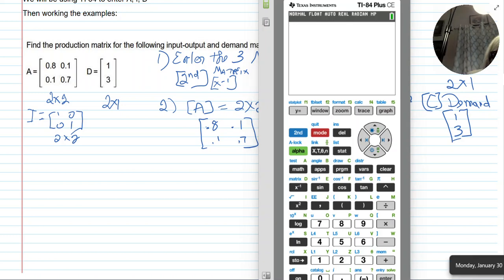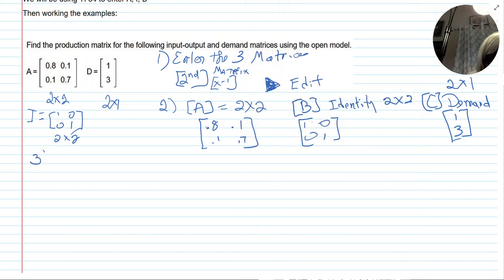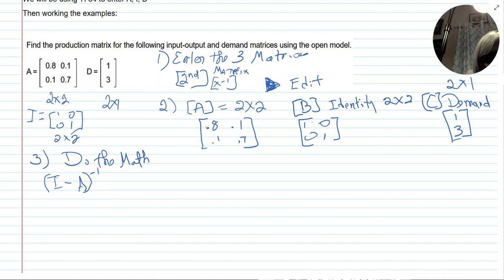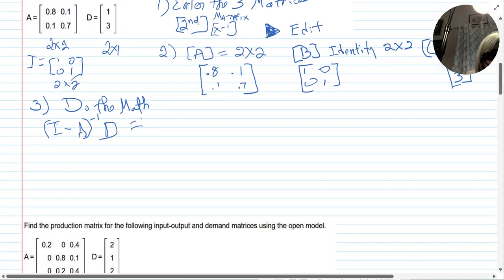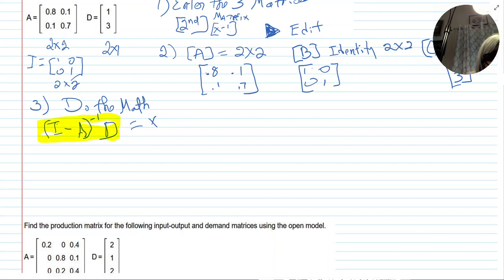So now that's number 2. So we're at number 3. In number 3, we want to do the math. All right. So we follow our listing. It said parenthesis I minus A, close parenthesis, inverse, times D. Now remember what we have. There it is. All right. And that's equal to X. And we're going to enter this right here. Okay, here we go.